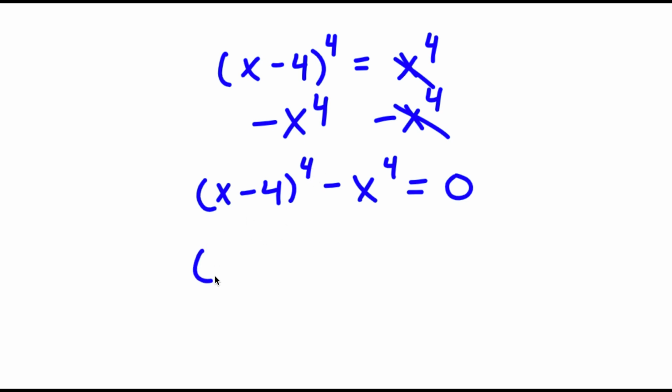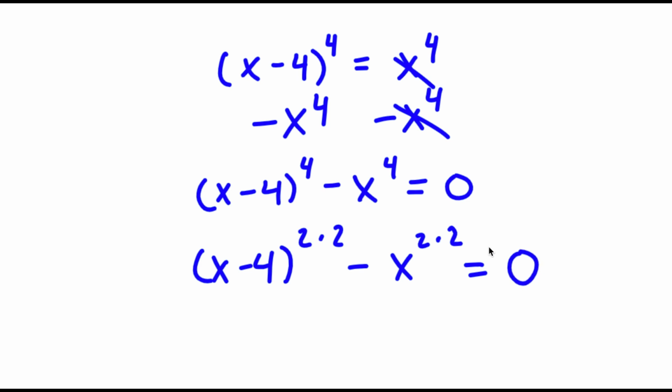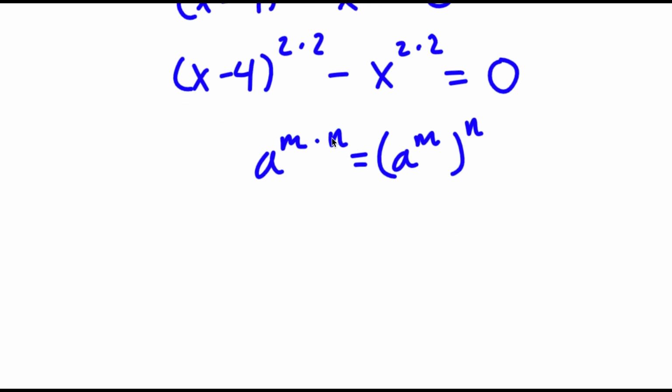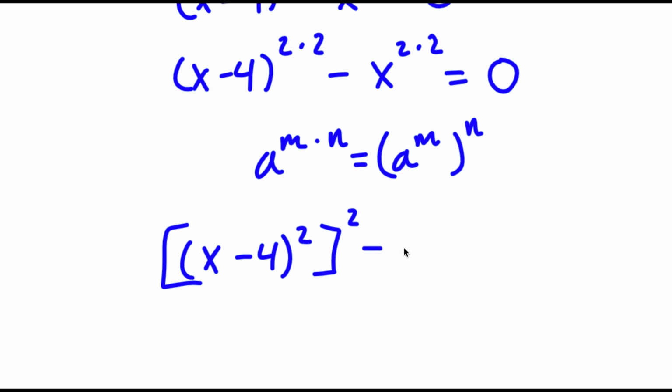Now, I'm going to rewrite this as ((x − 4)^2)^2 − (x^2)^2 = 0. So if I have something in the form a^(m·n), this is equal to (a^m)^n. So (x − 4)^(2·2) is going to equal ((x − 4)^2)^2, minus x^(2·2), which is going to be (x^2)^2. Now this is equal to 0.